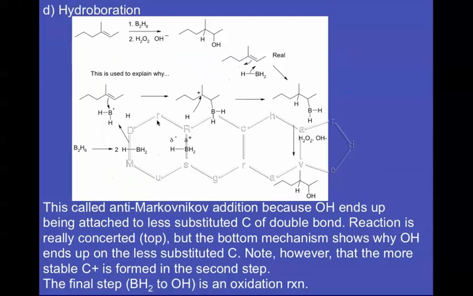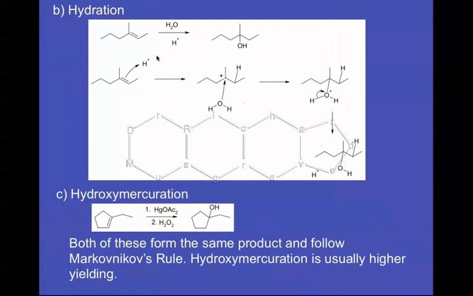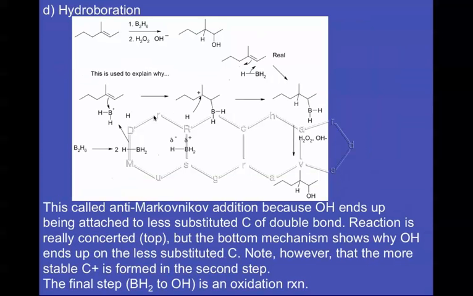Let's talk now about hydroboration. Hydroboration achieves the same thing as the previous ones did. That is, as with hydration and hydroxymercuration, we get an OH attached to wherever the double bond was. But hydroboration does it in a different way. The addition we get with hydroboration is often called anti-Markovnikov addition, because if you look closely, you see where the OH ends up on the double bond. It actually ends up on the least substituted carbon. Well, let's see if we can explain why that is.